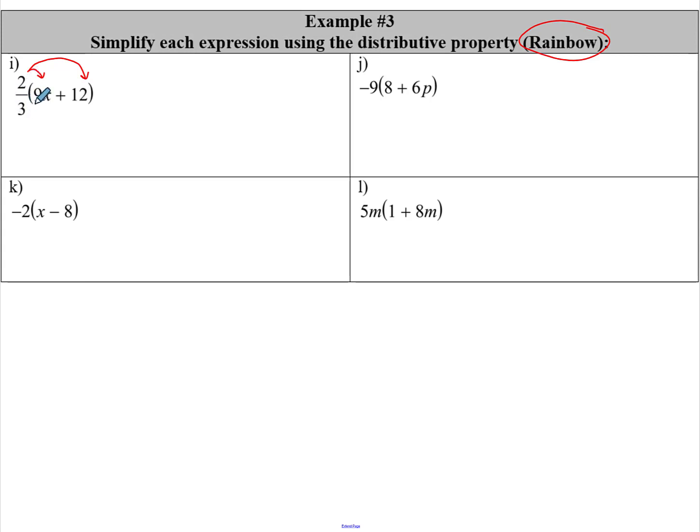Either way works. I like to do the division first, so I'm working with smaller numbers. So I ask myself, how many times does 3 go into 9? That's 3 times, and then multiplied by the 2 up top. So that's going to give me a 6x. 12 divided by 3 gives me 4. 4 times my numerator will give me a positive 8. So this is my solution.